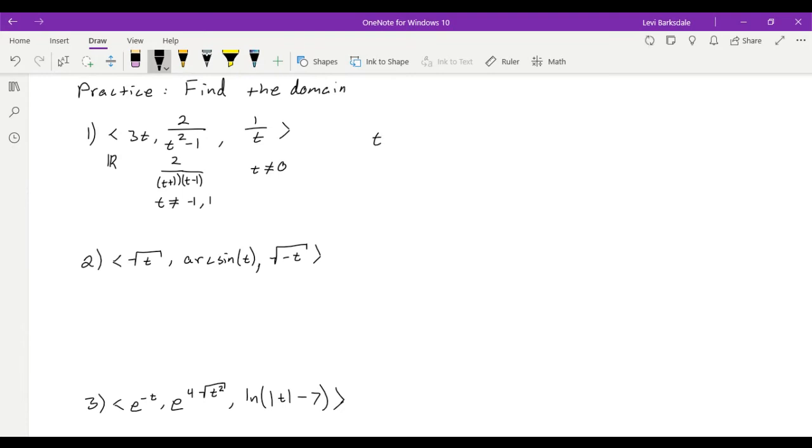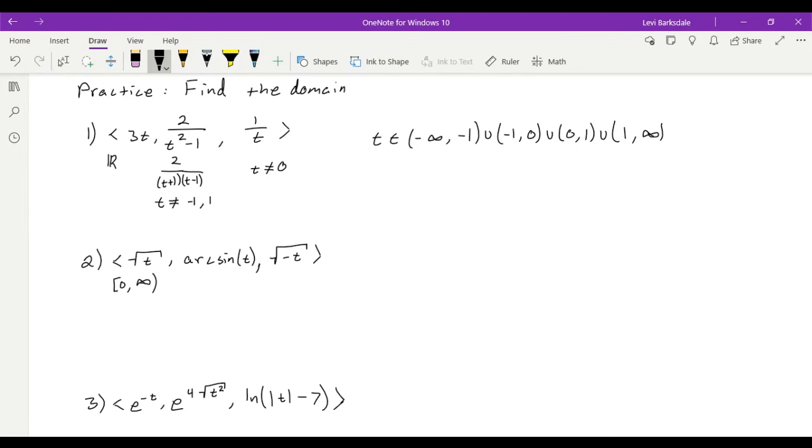So we can write that the domain of t is -infinity to -1, combined with -1 to 0, combined with 0 to 1, combined with 1 to infinity. All right. For the second one, we need to take a look at the domain of square root of t, and this is all non-negative numbers. So we will start with 0 inclusive and go up to infinity.